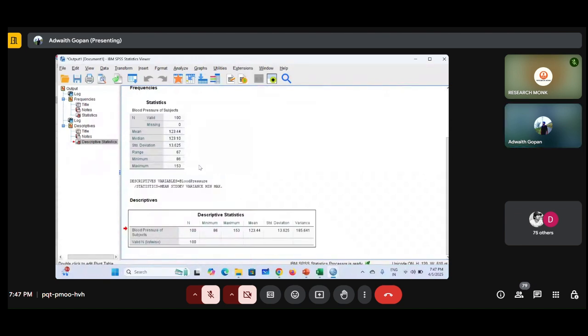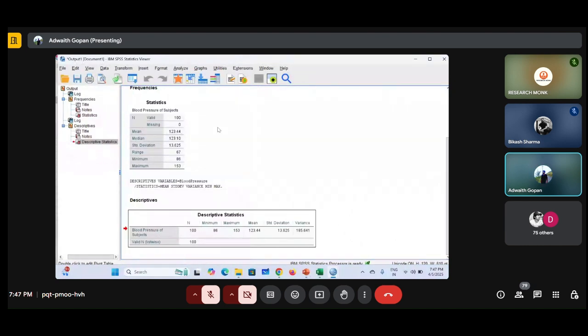So therefore, the ideal case is that the mean should be greater than the variance. Is it right? Yeah. Ideal cases, the mean should be greater than the variance. Then there is no issue.